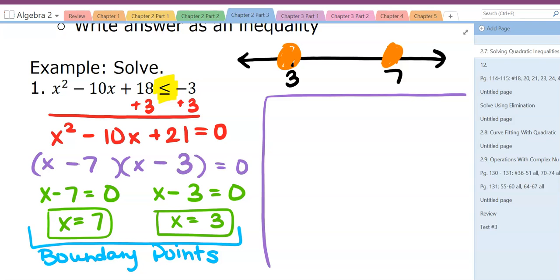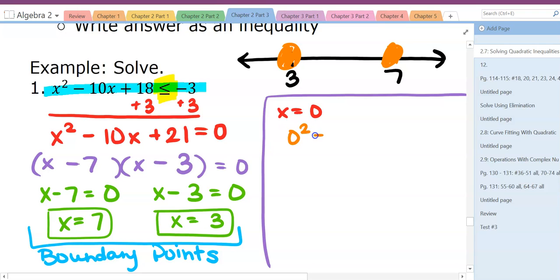So for example, for a number less than 3, an easy one would be 0. If I put x equals 0 and plug that into this equation, x squared minus 10x plus 18, I want to see if that would be less than or equal to negative 3. So if I plug in 0, it'd be 0 squared minus 10 times 0 plus 18, checking to see if it's less than or equal to negative 3. I'm basically seeing, is it true or false?